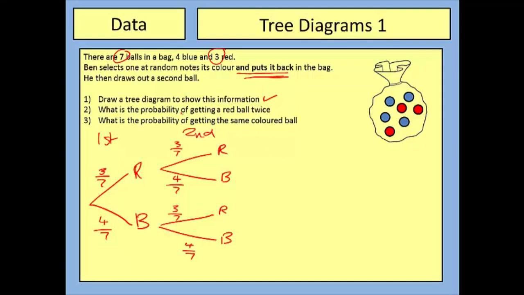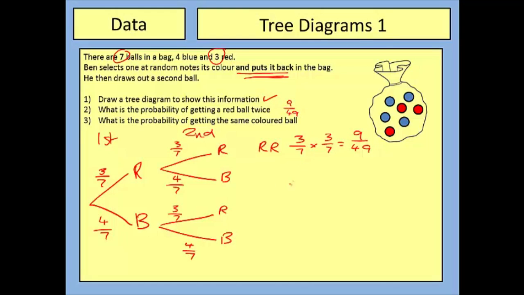What is the probability of getting a red ball twice? So if I follow my branches, the only way that happens is if I go along this one and then go along this one. So red, red. Probability of red and another red. So if you remember, we multiply these two together. So 3 over 7 times 3 over 7 gives me an answer to this one of 9 over 49. And that's the answer to question number 2.